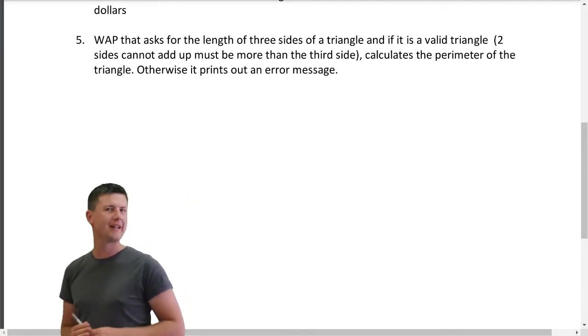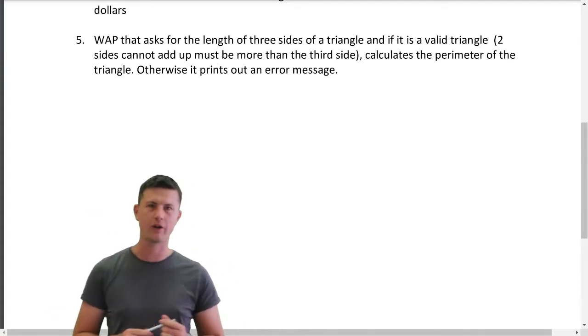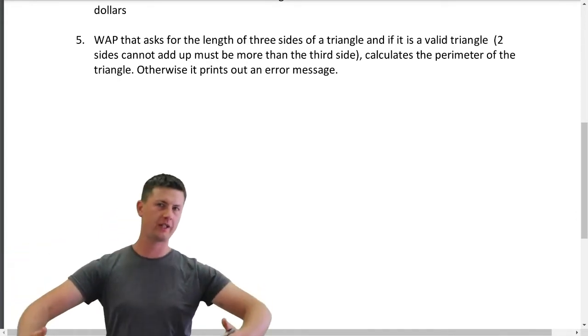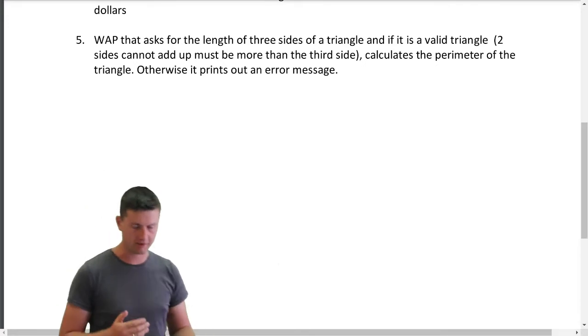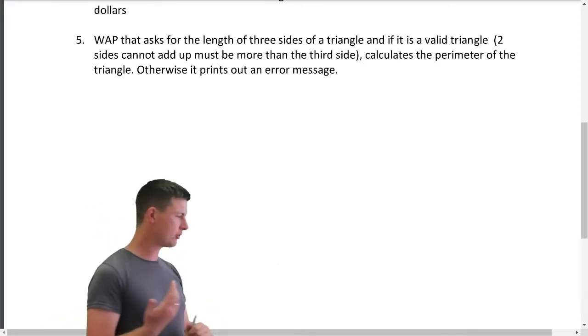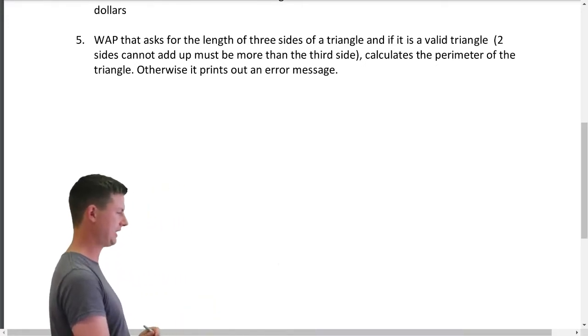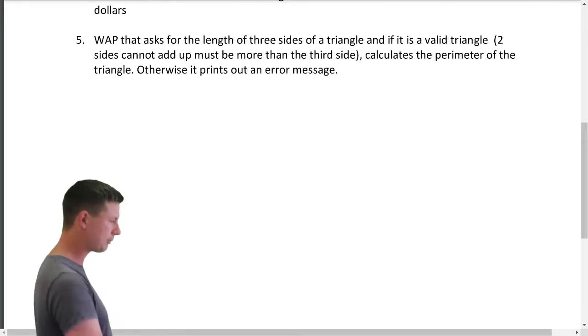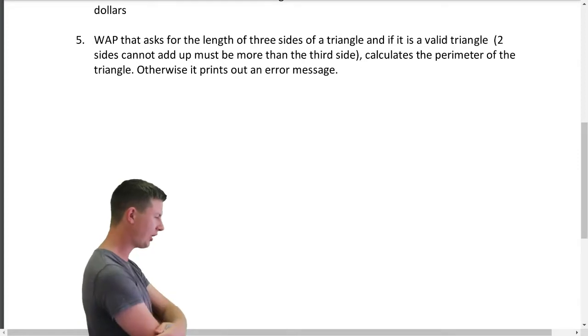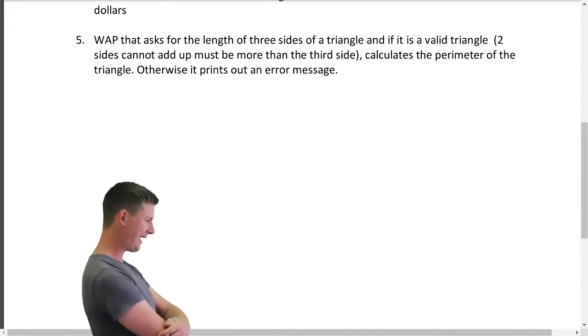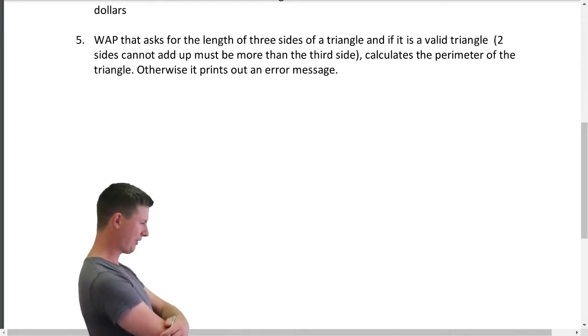Okay, we're up to the last question for our part 3 Python beginner series. This one is actually a little bit more difficult, requires a little bit of thinking about it. Write a program that asks for the length of 3 sides of a triangle, and if it is a valid triangle, 2 sides cannot add up, must be more than the 3rd side.